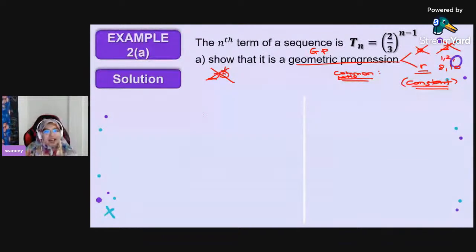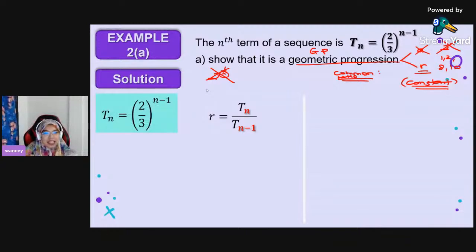Okay, so now how are we going to get r or the common ratio? So basically we are going to use the general formula for them where r is Tn over Tn minus 1. So what is your Tn? Tn is 2 over 3 to the power of n minus 1. So what happened now is that we are going to replace this value of n over here. Okay, so Tn, that means you are just going to copy down everything. For Tn minus 1, you are going to replace the n with n minus 1. So let's see how.